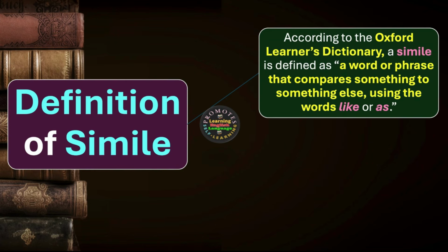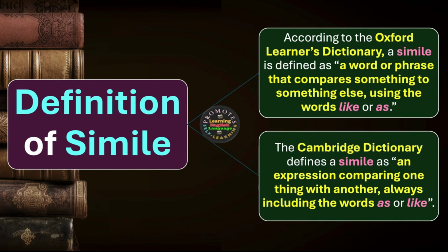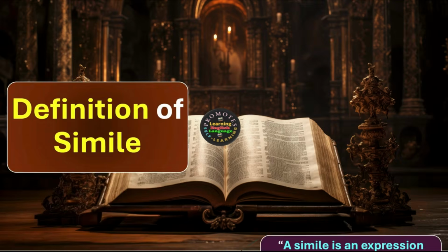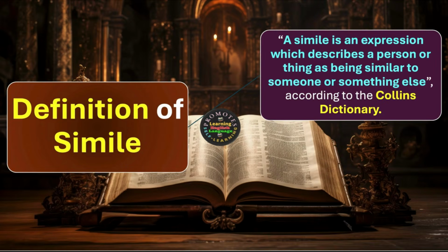According to the Oxford Learner's Dictionary, a simile is defined as a word or phrase that compares something to something else, using the words like or as. We have another definition. The Cambridge Dictionary defines a simile as an expression comparing one thing with another, always including the words as or like. We continue our discussion. We have more ideas about the definition of simile. A simile is an expression which describes a person or a thing as being similar to someone or something else.